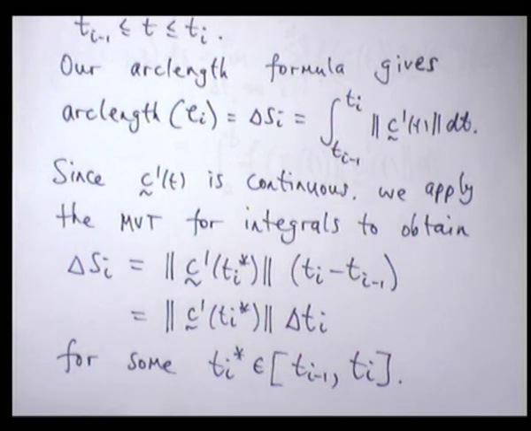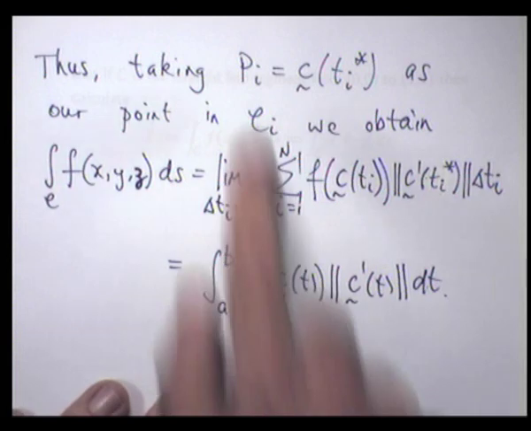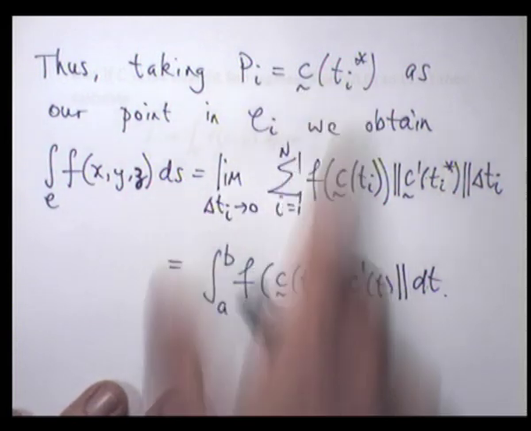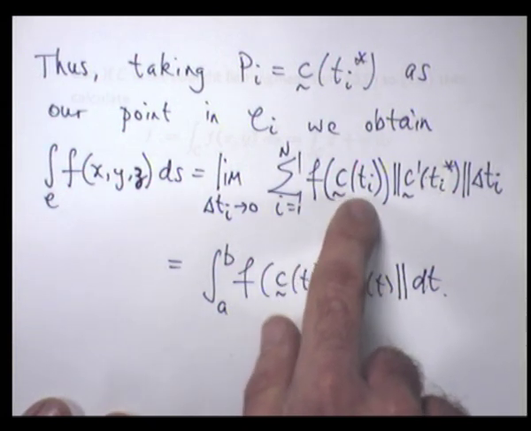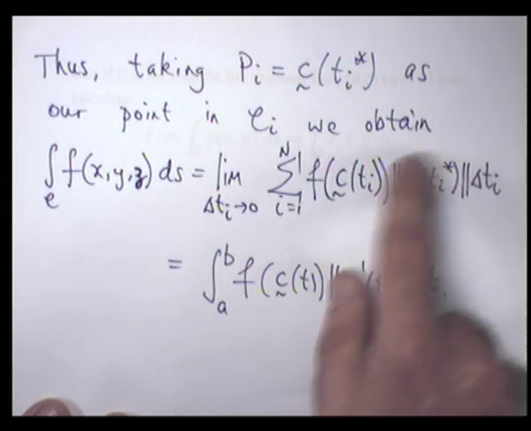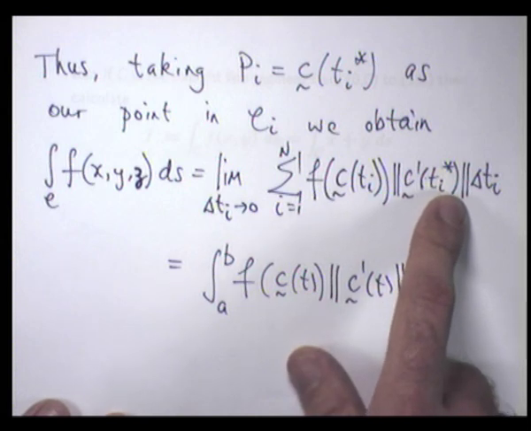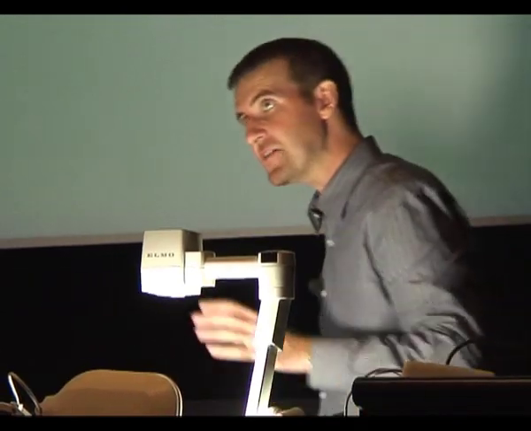Now what we can do is take our sample point to be C of t_i star. So now we can replace p_i here with C of t_i, and this delta s_i with this expression here. All right, in the limit, we get this. There's nothing difficult about this. It's the same techniques that you already know. Slice and sum, set up your Riemann sums, and take the limit, right? But you just needed the mean value theorem here for integrals.